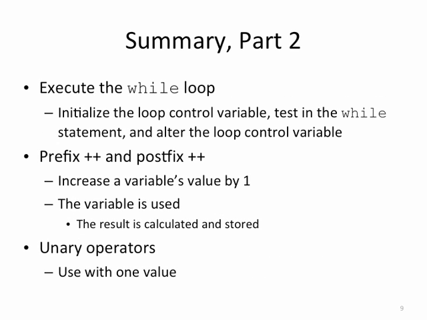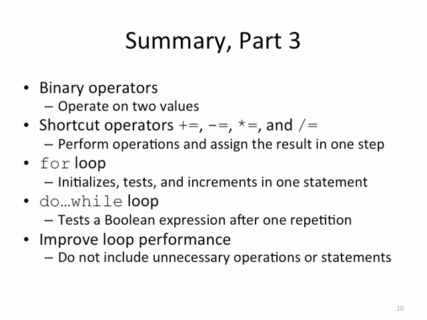Every loop has 3 parts: the initialization, the test, and the update. You can use a prefix plus plus or a postfix plus plus. That's the increment operator, and it will increase a variable's value by 1. It is a unary operator, meaning it requires only one operand. A binary operator requires 2 operands. We looked at shortcut assignment operators: plus equals, minus equals, multiply equals, divide equals, and modulus equals. And they are the same, so if we have, say, loop count equals loop count plus 1, we could rewrite that as loop count plus equals 1.